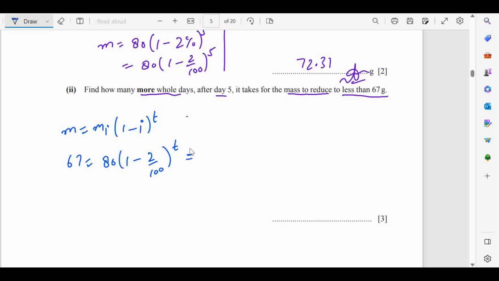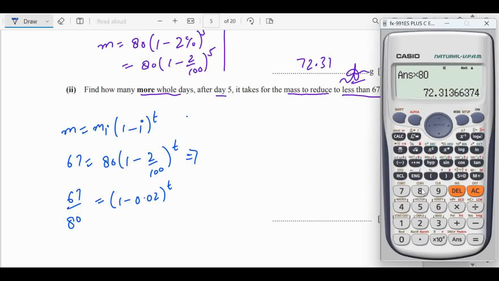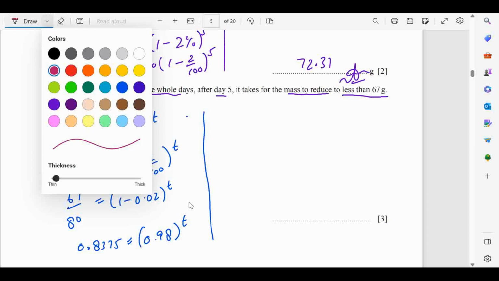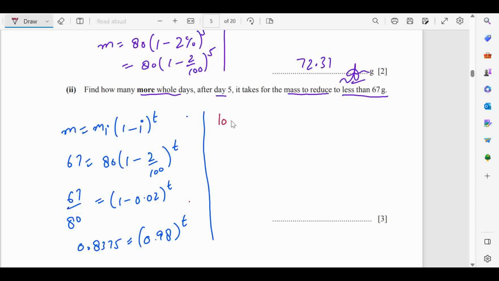If we need to find the time, we rearrange it, so this will be 67 divided by 80 is equal to 1 minus 0.02 to the power t. So 67 divided by 80 will be equal to 0.8375. So 0.8375 is equal to 0.98 whole power t. Now from here we need to take log on both sides. If we are taking the log, we can use the property that we have to shift the power to this side.